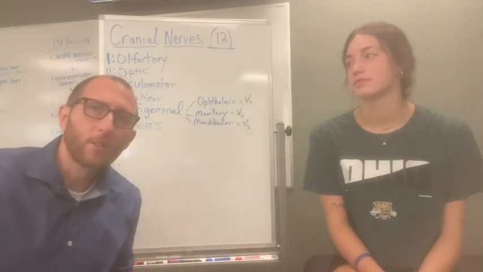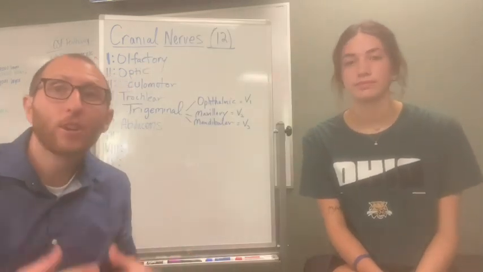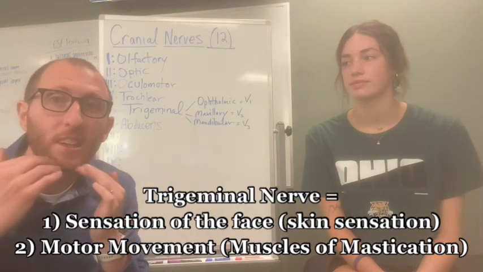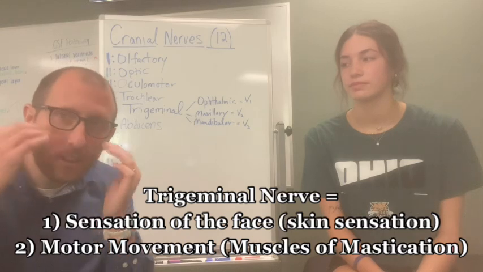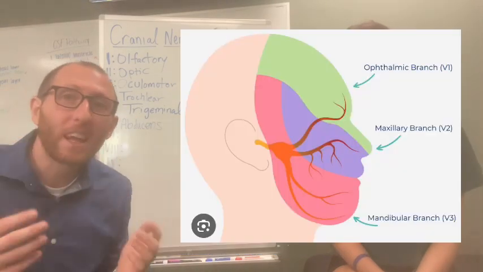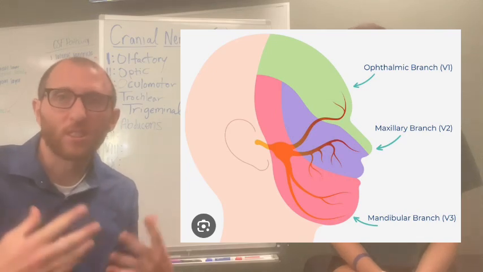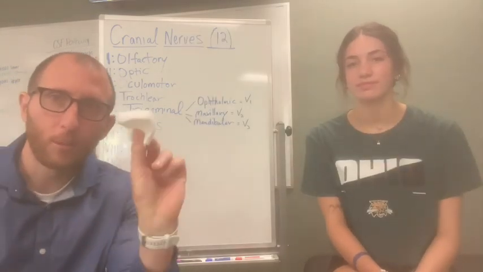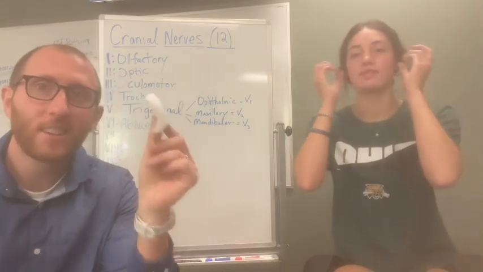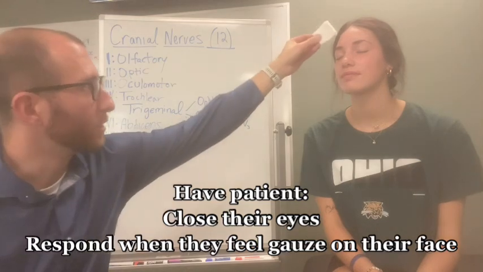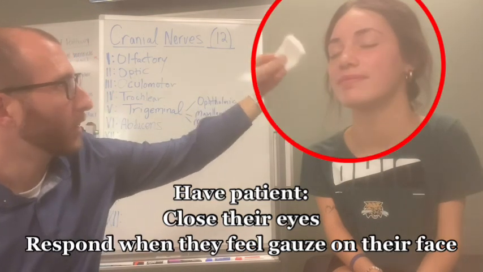What does this cranial nerve do? Well, it's sensory and motor. Sensory of the face, the skin covering, there are three main areas of the face for sensation. So how do you test this? You want to take a little bit of clean gauze and have the patient close their eyes and then just tell me when you can feel the gauze.